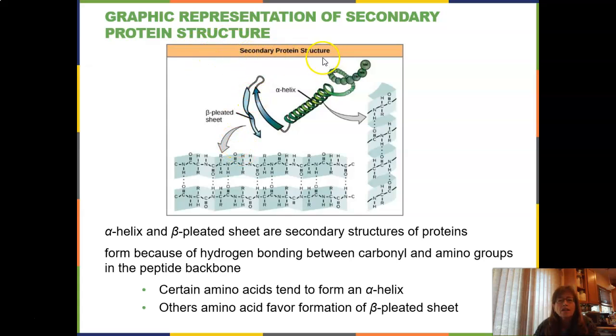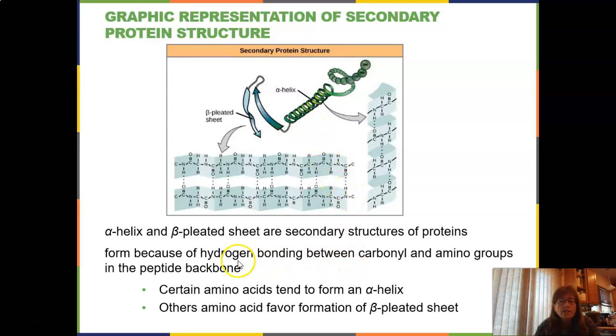So up here you can see secondary protein structure. The beta pleated sheet is like this, where hydrogen bonding occurs and you get a pleating effect. And the alpha helix, when you get hydrogen bonding here, instead of being this type of pleat, looks like a spiral. And within one protein, one very long set of amino acids, you can get both of these. Parts of it will form beta pleated sheets and some will form an alpha helix. So we're going to see more of that.